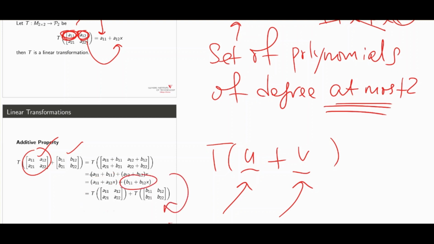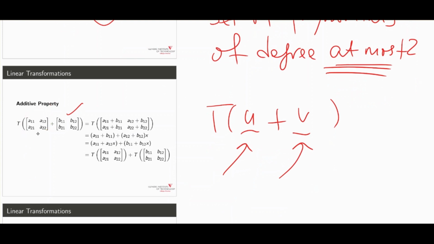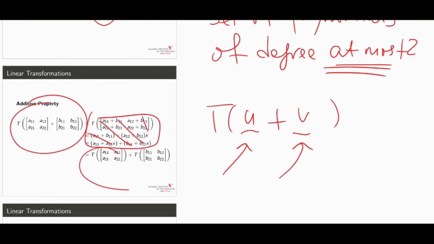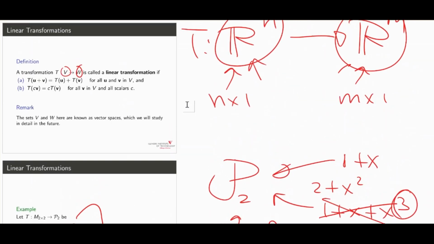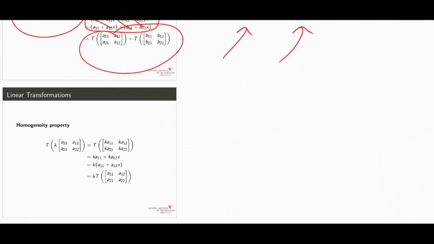So we can see, if we suppress all the detail here and just concentrate on here and here, that the additive properties hold as well. And you can also check that the homogeneity properties still hold. So again, this is also a linear transformation.